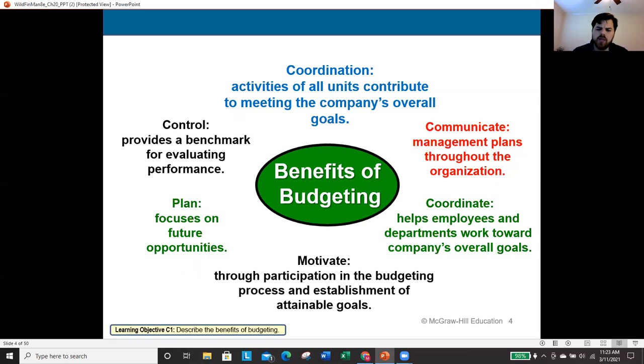Now, the next thing that we see then is communication. So we're trying to have management actually communicate with employees. This will lead to what we call a bottom-up budget or a participatory budget, which is typically a better type of budget because it does involve input from those who are being put under this budget, which is a good thing. The next one that we see, we look at coordinate once again. This, of course, will help employees and departments work toward meeting the company's overall goals.